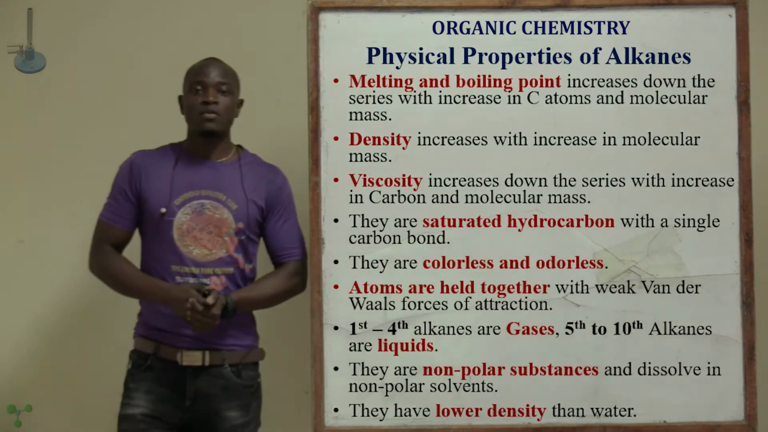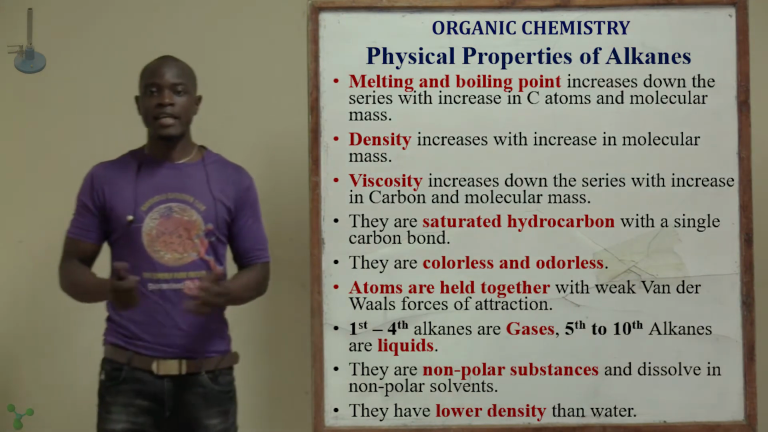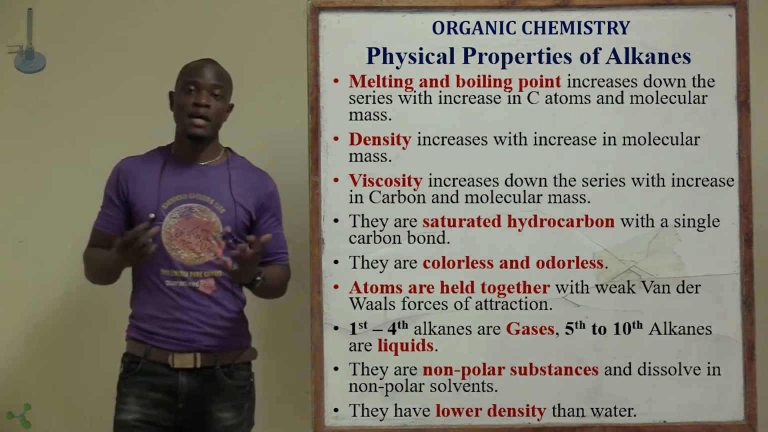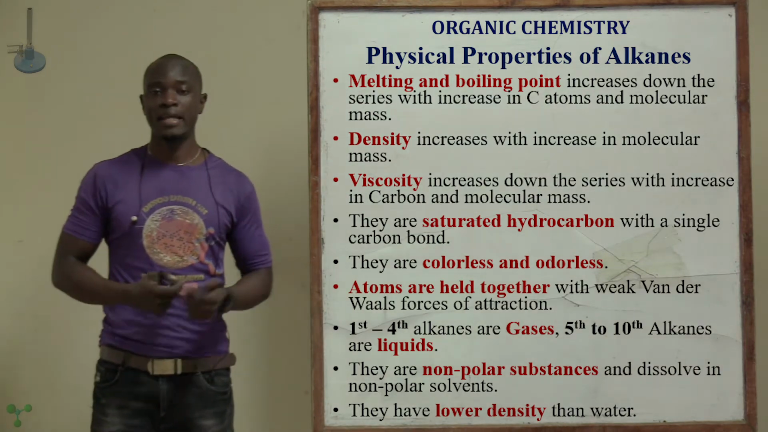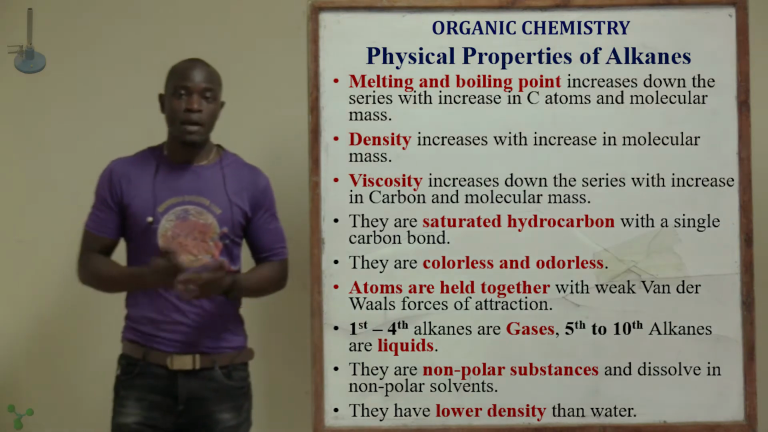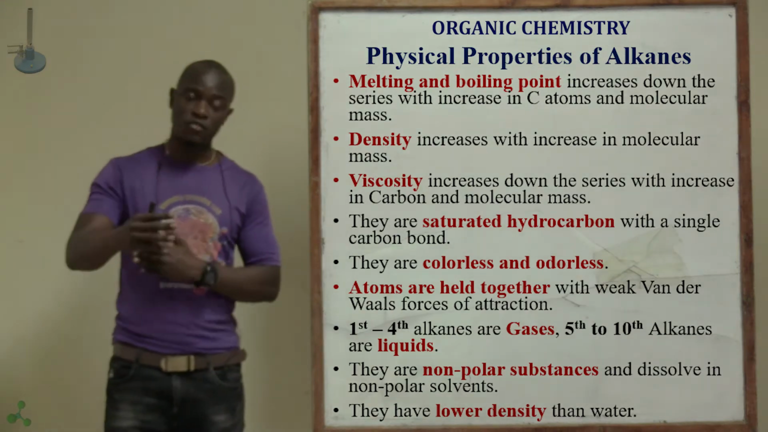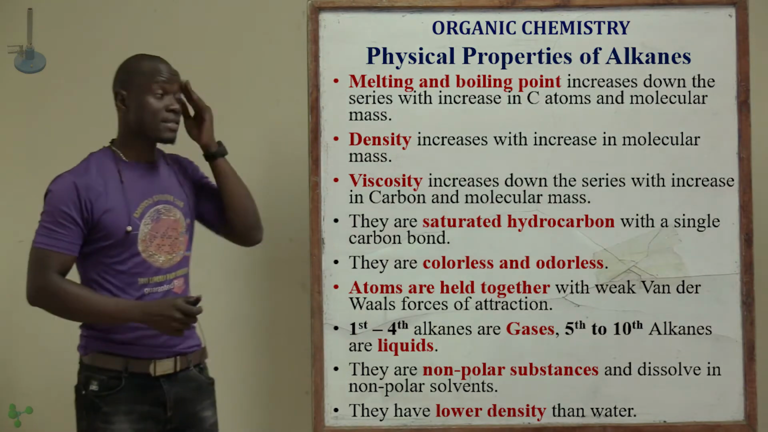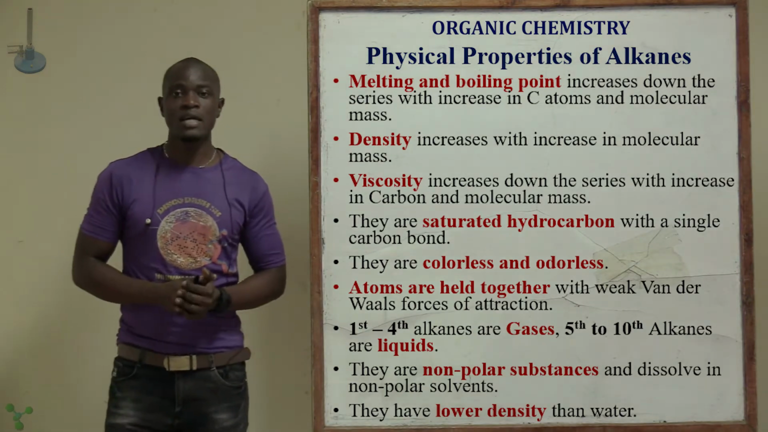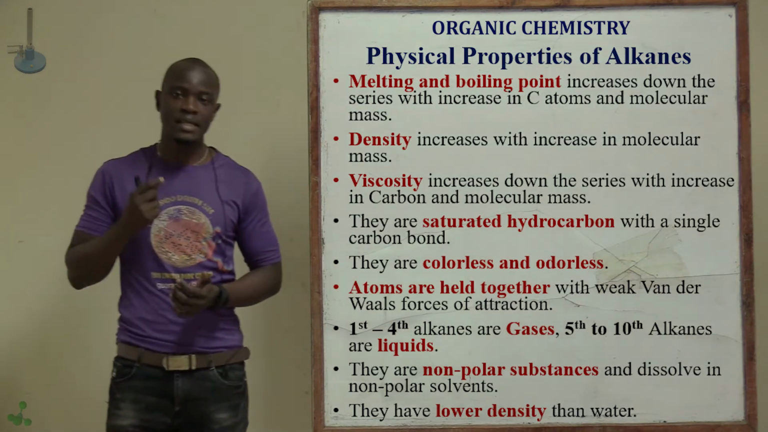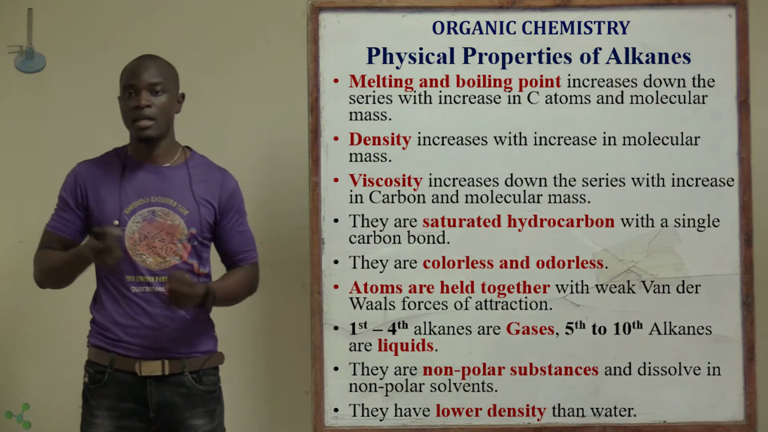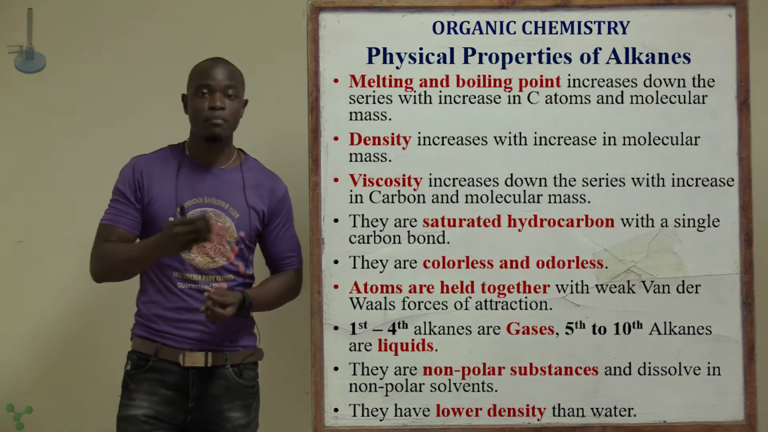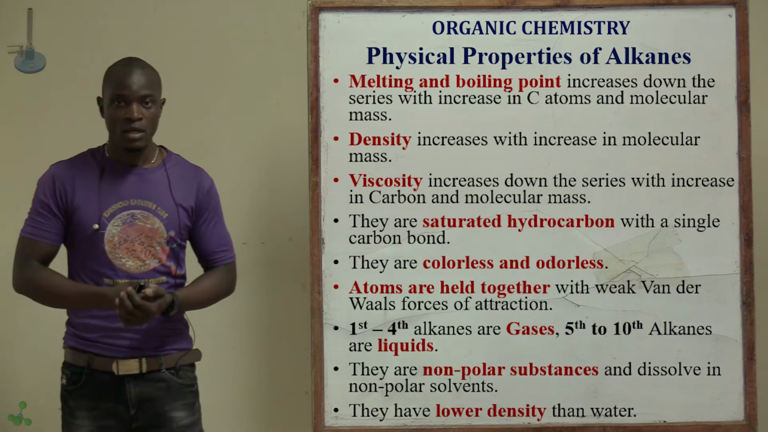So apart from that, let's look at now the physical properties of the alkanes. In this table, as you can see, the table summarizes some of the physical properties of alkanes that we have, whereby it begins by saying that the first four members are gases, then the last 6 members are liquids. So you see that the melting point and the boiling point increase down the series with increase in the number of carbon atoms. As the number of carbon atoms increases, the melting point also increases.